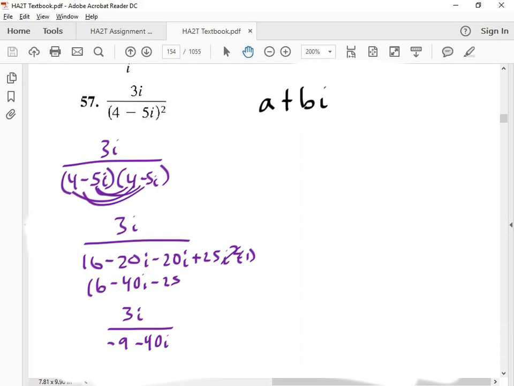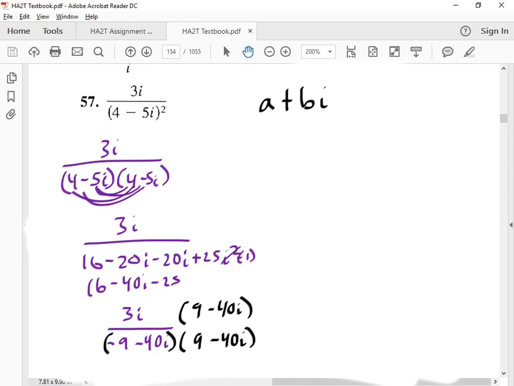Now, how do I get rid of that i? Conjugate. What is the conjugate of this? Now you can do different options. You can say negative 9 plus 40i, or you can say positive 9 minus 40i. Whichever one you want. You just got to change the sign of one of them. I'm going to change the sign of the 9 just because that'll be less negatives. You guys okay with that? If you do it the other way, you'll still get it right. You'll just go about it slightly different than me.